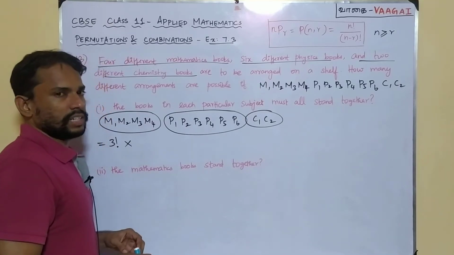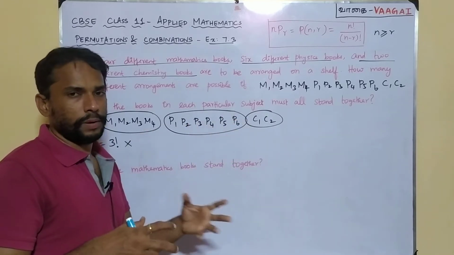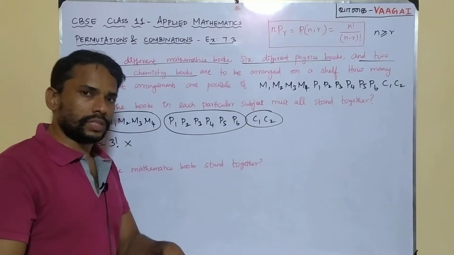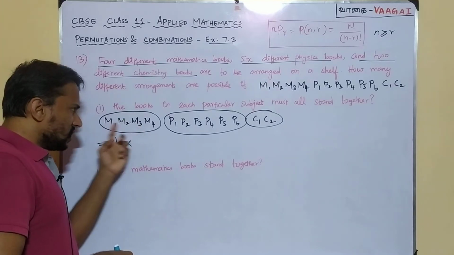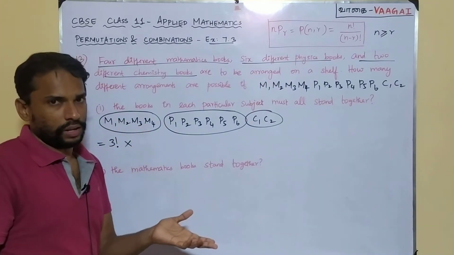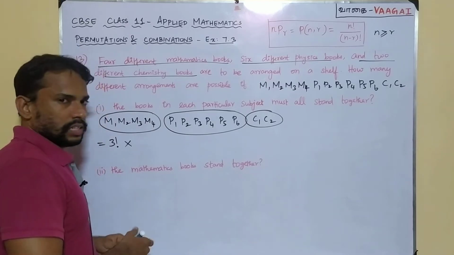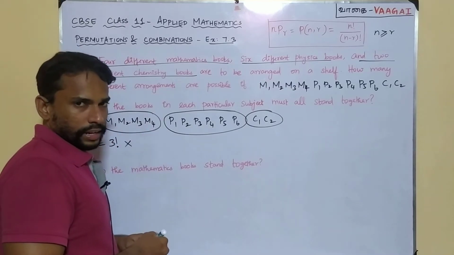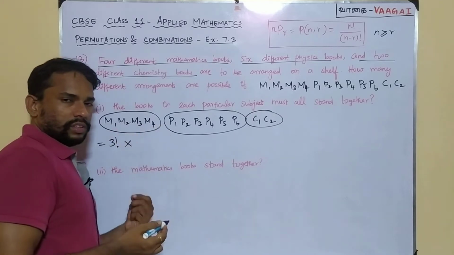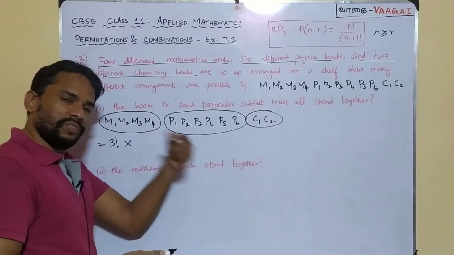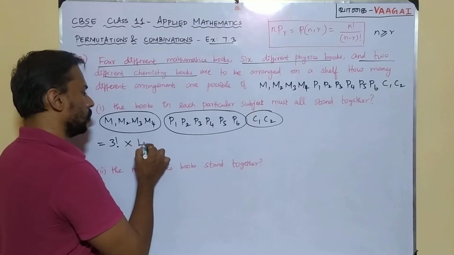Because we have the condition that the subject books should be together, but within themselves, if you take this maths bunch, within this bunch these 4 books can be in any different order, right? Correct? Yes. So that means for each of these 3 factorial arrangements, we have this maths book bunch, which can be arranged within themselves in 4 factorial ways.